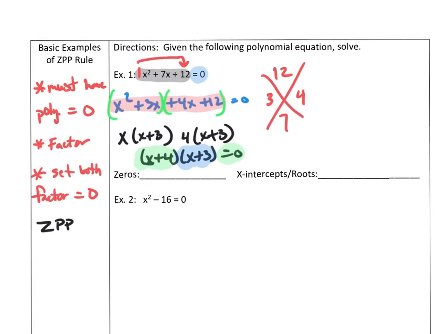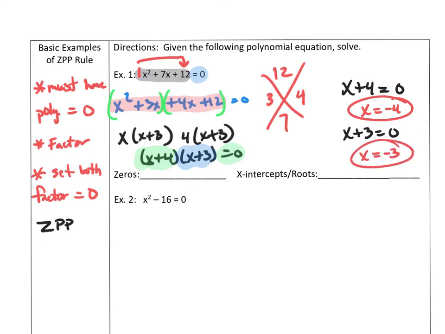So take a look at this. We're going to take each of these and set them equal to 0. My first one is x plus 4, and I'm going to set it equal to 0. Your other one is going to be x plus 3, set equal to 0. From this juncture, we just solve each of those. My first x value is going to be negative 4. And I'm going to solve this other one by subtracting. It's going to be negative 3.